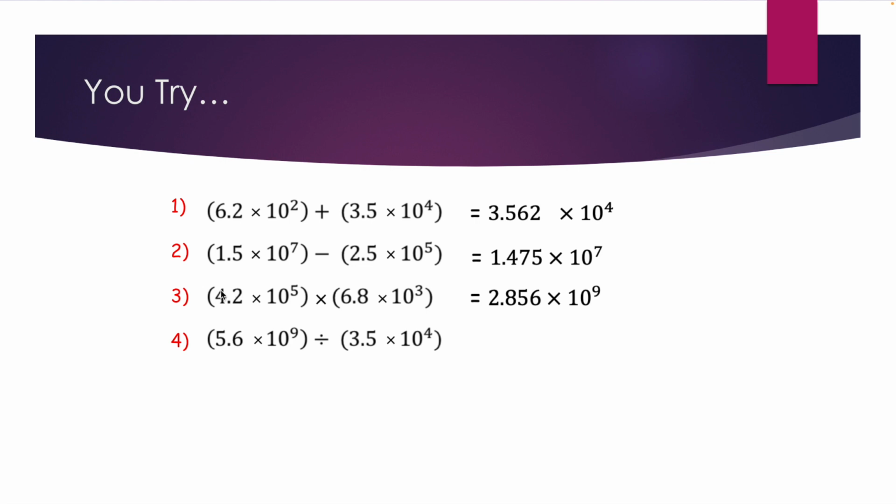For question number 3, I'm going to do 4.2 times 6.8 times 10 to the power of 8. We multiply our numbers and then we put it into proper scientific notation, and we get 2.856 times 10 to the power of 9. And finally, for number 4, I'm going to divide those front numbers and then do times 10 to the power of 5. I'm subtracting my powers. Make sure it's in proper scientific notation, and we get 1.6 times 10 to the power of 5.